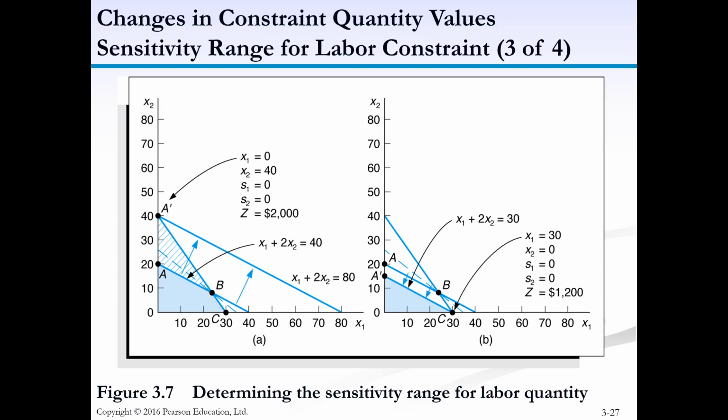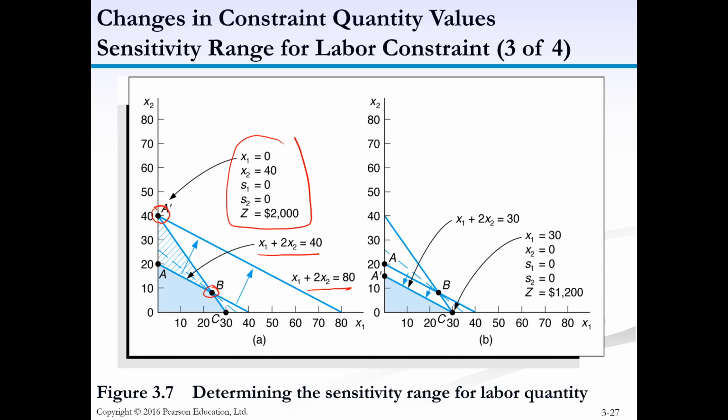As we can see, if we move further from x1 plus 2x2 equal to 40, the original constraint, to 80, the point B, which was here, is now a new point A prime, and the variable mix has changed here. x1 is now equal to 0, x2 has some positive value, S1 is equal to 0 and S2 is equal to 0. So this is the range to which we can increase the value of the right hand side of the first constraint.